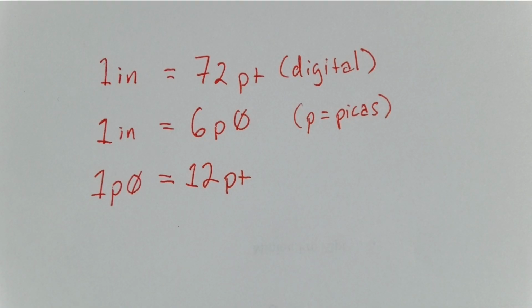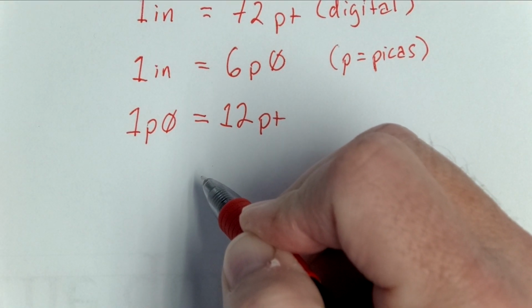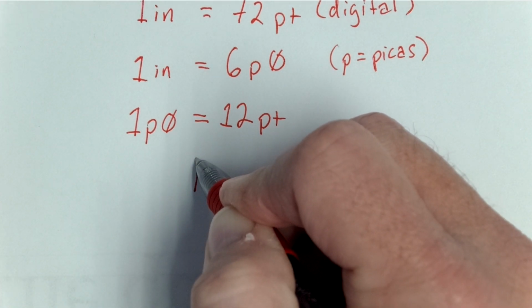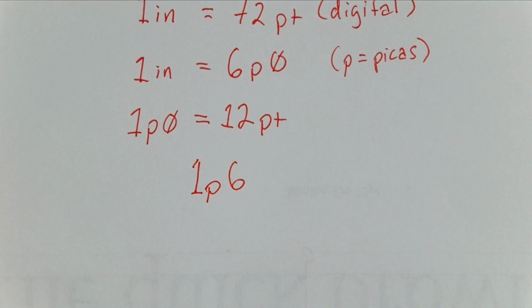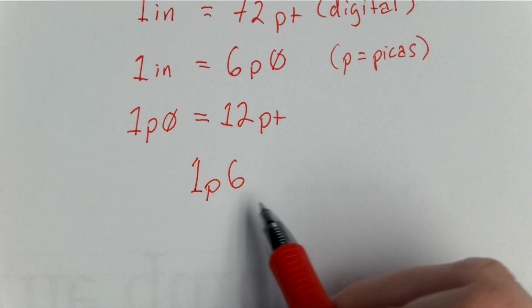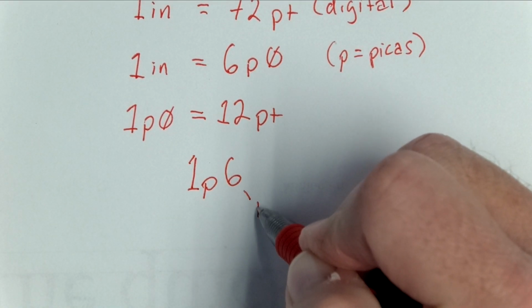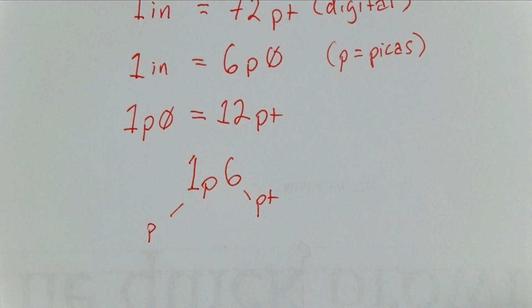6 points. Do we agree? Okay. Which means when I am trying to write 1.5 picas, here's how I'm going to write it. 1 pica, 6 points. The number to the right is points. So these are points, and these are picas.